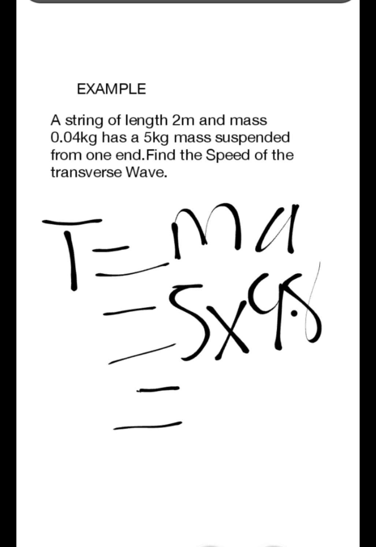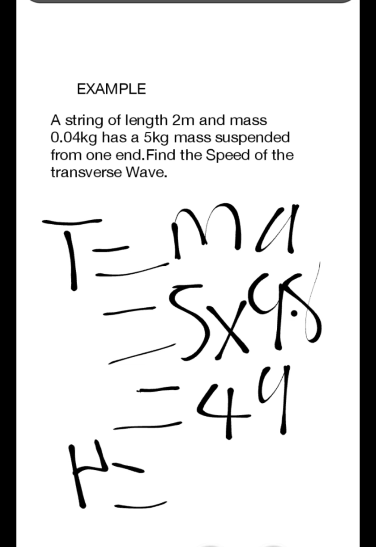Linear density is equal to mass of the string over the length. So in this case it's 0.04 over 2. So let me create space for solving this. And the linear density is going to be 0.02, which is kg per meter.